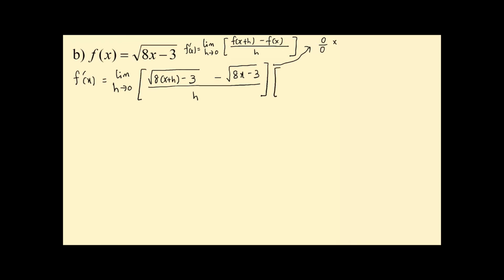As you already learned in topic 8, whenever you have a 0 over 0 case, partner with a surd function, we can multiply with conjugate of your surd. So now, the conjugate of our surd here would be surd of 8 of x plus h minus 3 plus surd of 8x minus 3. And since the numerator part we already multiply with it, so denominator part must be multiplied with the same conjugate function.